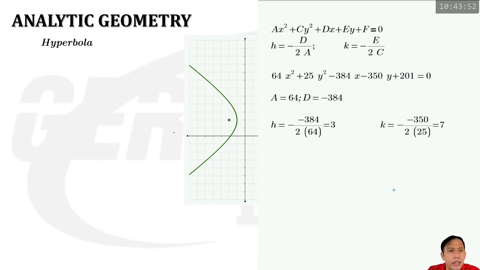So, if the center of this hyperbola is (h, k), the nearest distance from the center to the curve, we call that the semi-transverse axis, denoted as a. So the whole transverse axis is 2a, kind of like the major axis.